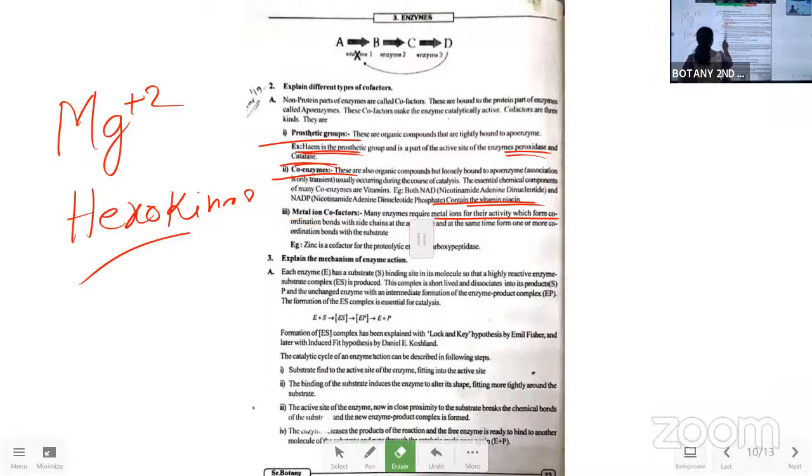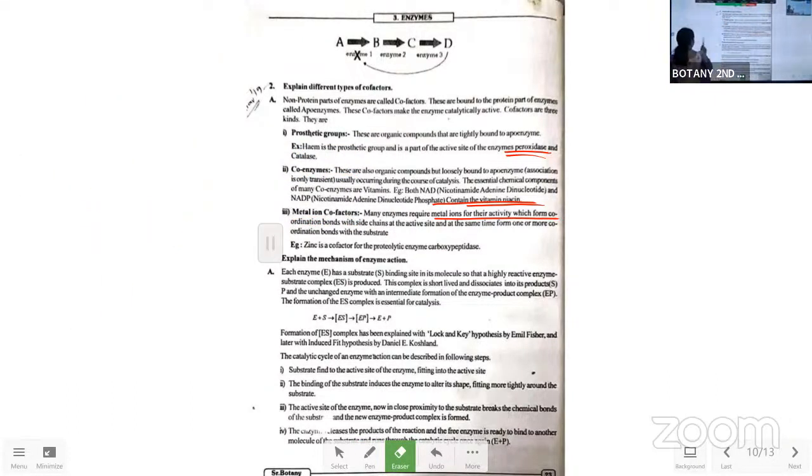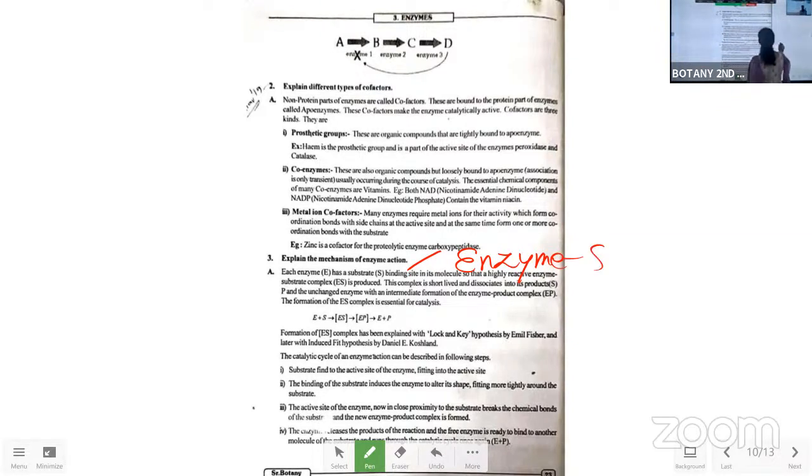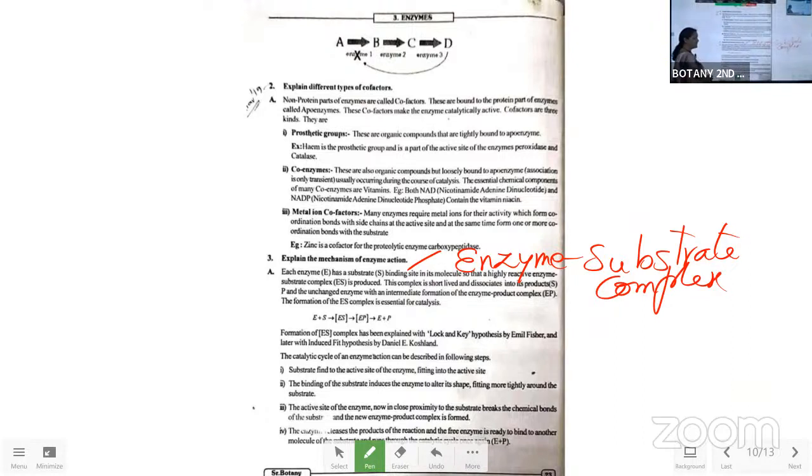Okay. And the next question is to explain the mechanism of enzymatic action. Otherwise, they can ask us one more type of question, the same one: explain the enzyme substrate complex. Anything they can ask us. Whether it is enzyme action or the enzyme substrate complex, what we have to say is how the enzyme is activating the substrate to make the products. That is what we have to discuss in the mechanism of enzymatic action.